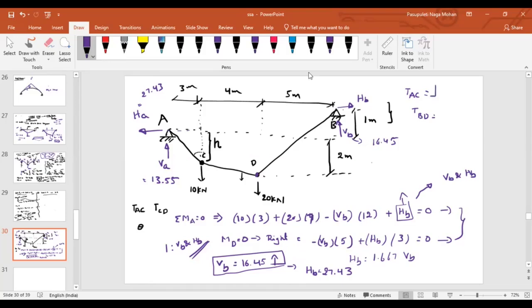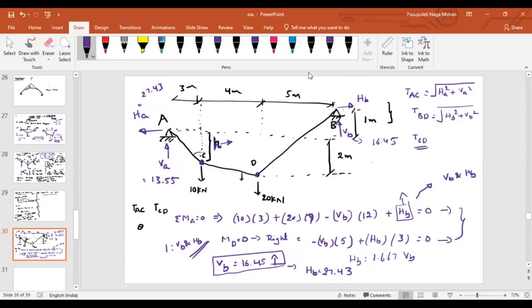TAC is nothing but the square root of HA square plus VA square. And TBD is nothing but the square root of HB square plus VB square. After that, how can I find the remaining force in the member TCD? If I want to find TCD, how many methods can I approach? For that, I have to take Lami's theorem at C or at D. Before that, I need to find out the value of H. If I don't know H, I cannot apply Lami's theorem either at C or at D. So tell me, how can I find this value H?